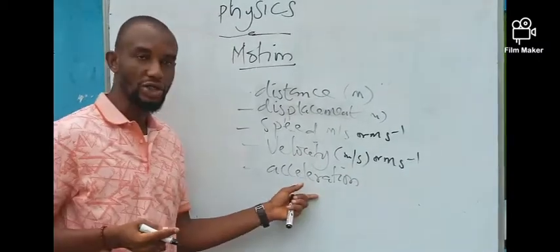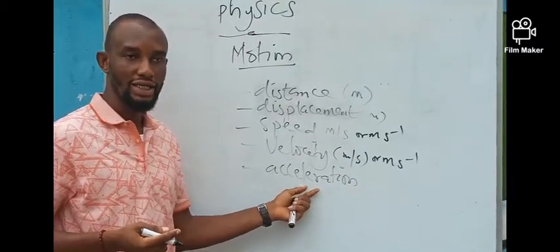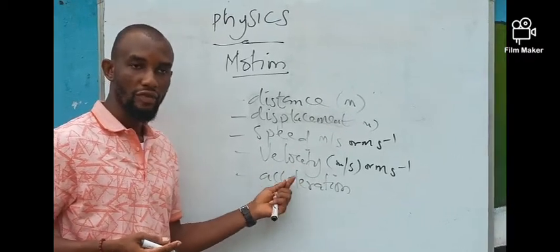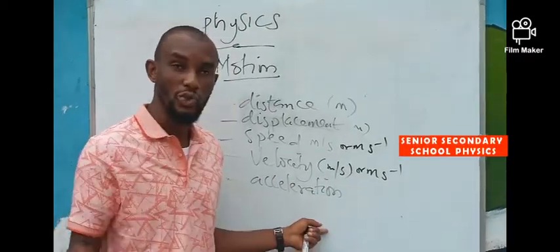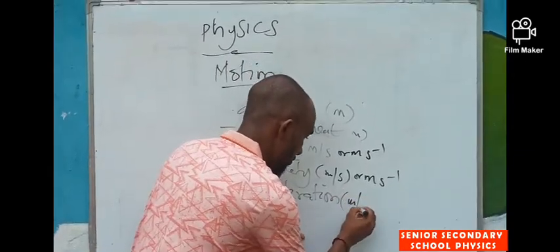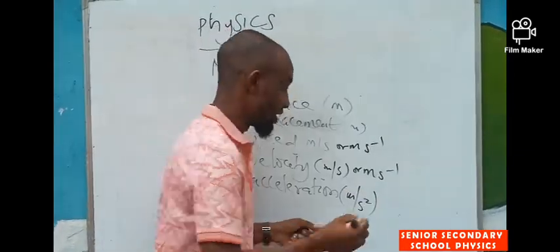Now we have acceleration. Acceleration is what? Velocity all over time, measured in meter per second square. Meter per second square written this way, or m s to the power of minus 2.